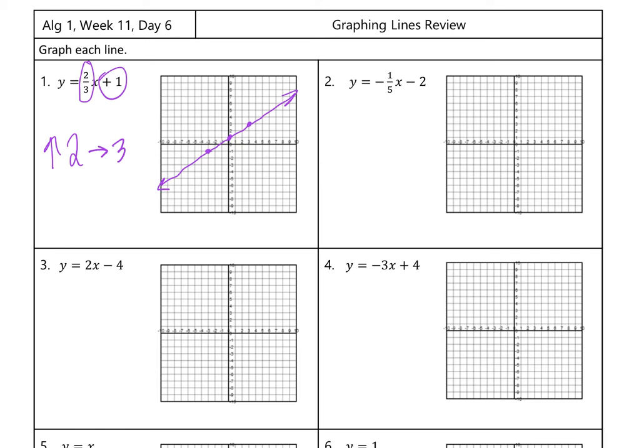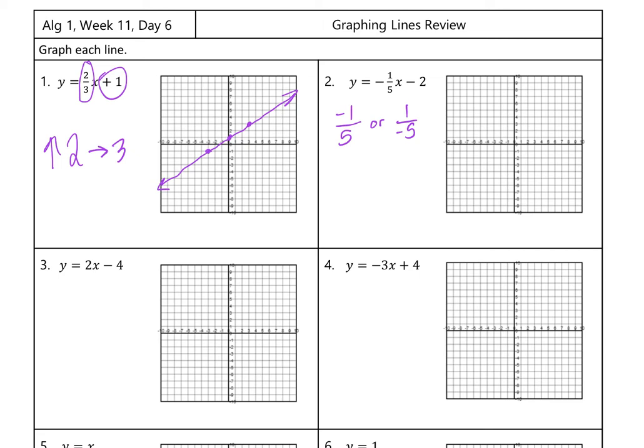When we have a negative with a fraction, you're going to have to choose: do I want to think of that as negative on top or negative on bottom? They give you the same line. That's the key thing. That's why we're allowed to pick, and that's how this works.